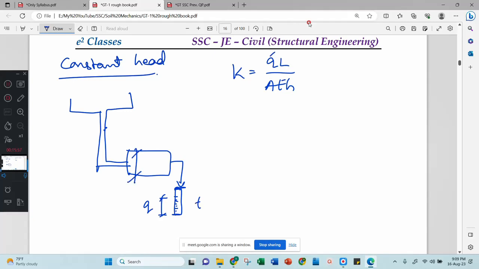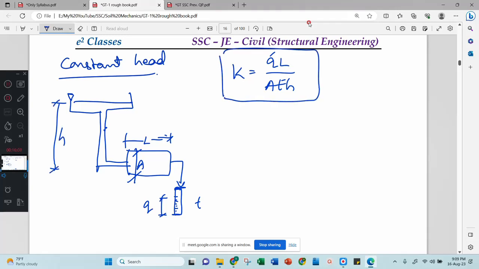Then this is the cross sectional area A, then the length of the sample L, then the height of the water maintained in the constant head tank, that is h. If you substitute all of them in this equation, then you will get the coefficient of permeability. Then again I am telling you, don't judge the coefficient of permeability based on these parameters.